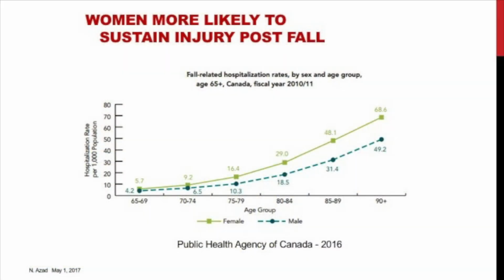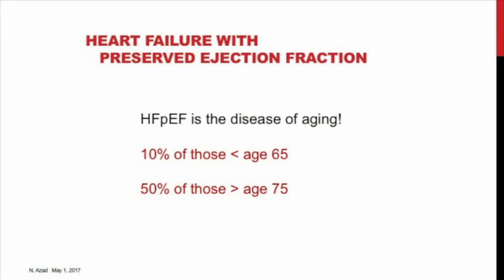In relation to falls and injury, maybe women don't have enough muscles, they are not physically active enough, they are falling more, and they have more injuries. Heart failure. You all heard about heart failure with preserved ejection fraction. 10% of those over age 65 have HFpEF, but that significantly increases for those over age 85, which again, a lot of them are women.